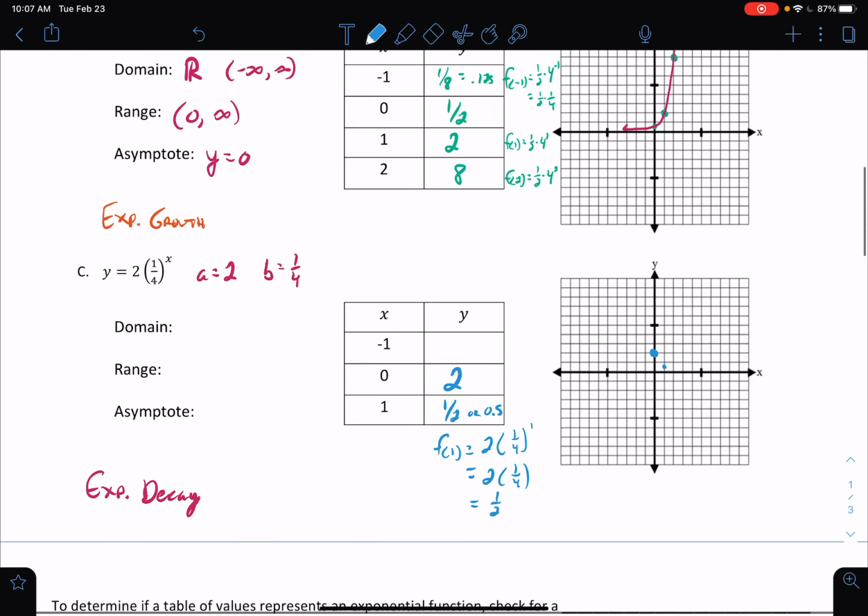And then if I plug in -1, I'll do that over here. It's going to be 2 times 1/4 to the -1st. All right, so that's going to be 2 times 4, because 1/4 to the -1st is the same thing as 4 to the 1st. So 2 times 4 is 8. So if I plug in -1, I get out 8. So we got 3 points there.